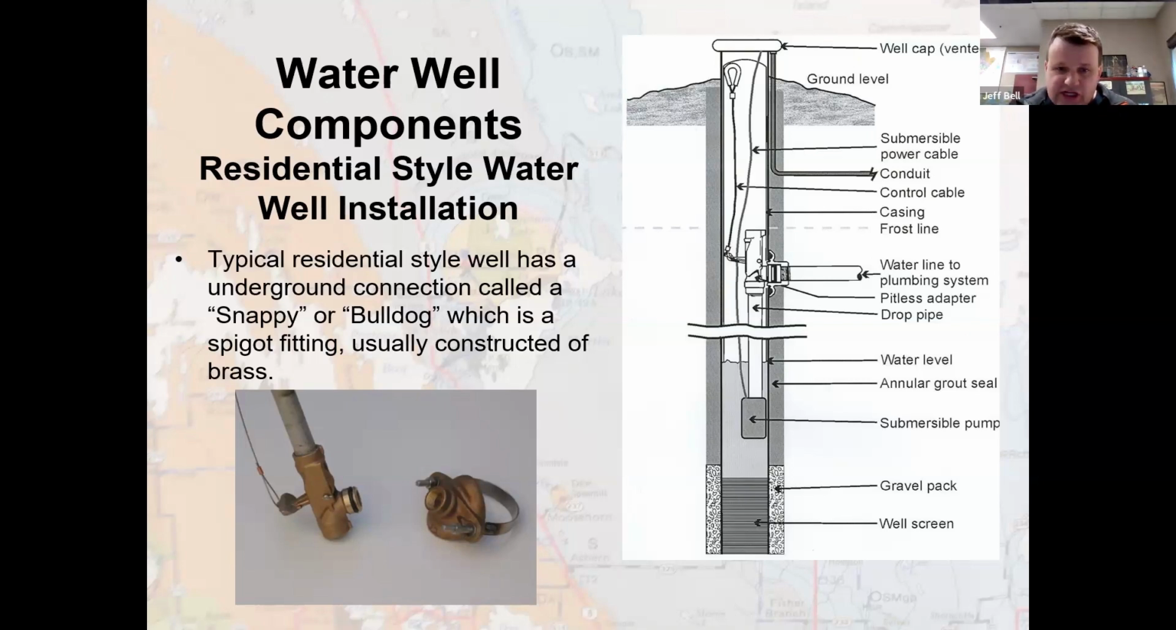These types of connections are fairly universal, and as I say, if they're not done or not maintained properly, we tend to see a lot of issues here.